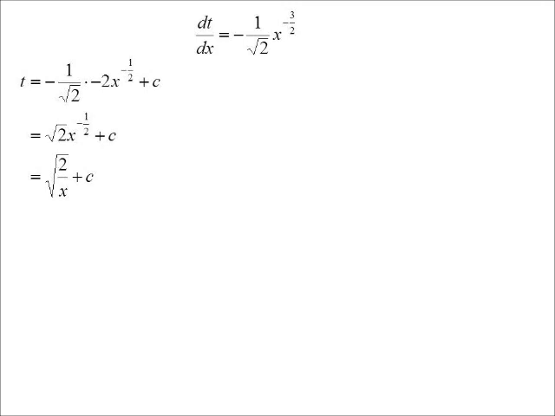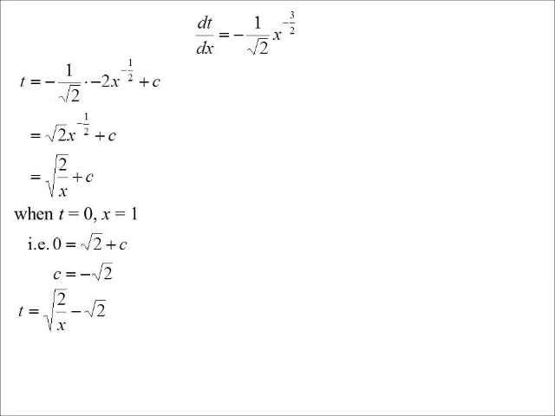I'll work out the constants a little bit later, but playing around with that expression, 1 on root 2 times 2 becomes root 2. X to the minus a half is on the bottom of the fraction, square root of x. I end up with this root 2 over root x plus some constant. All right, now let's work out that constant. When t equals 0, x equals 1, and finally the constant's not 0. In this case, the constant is the negative square root of 2. What an ugly looking answer. So t equals the square root of 2 on root x minus the square root of 2.